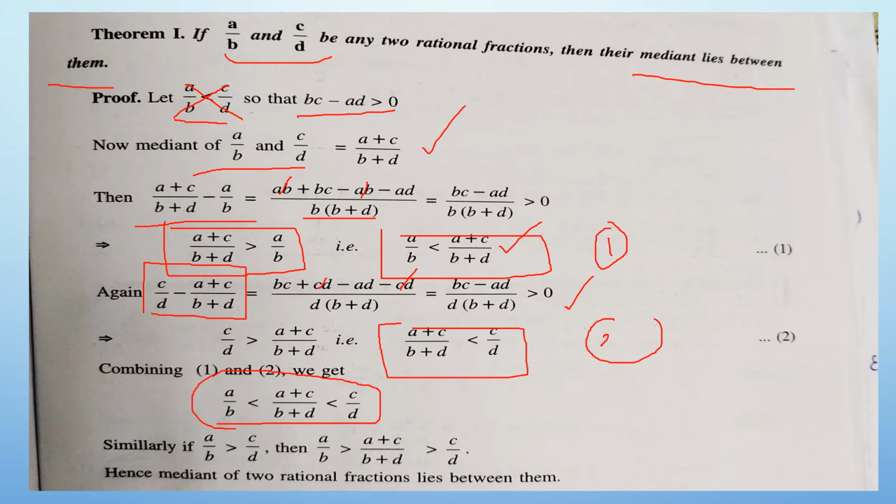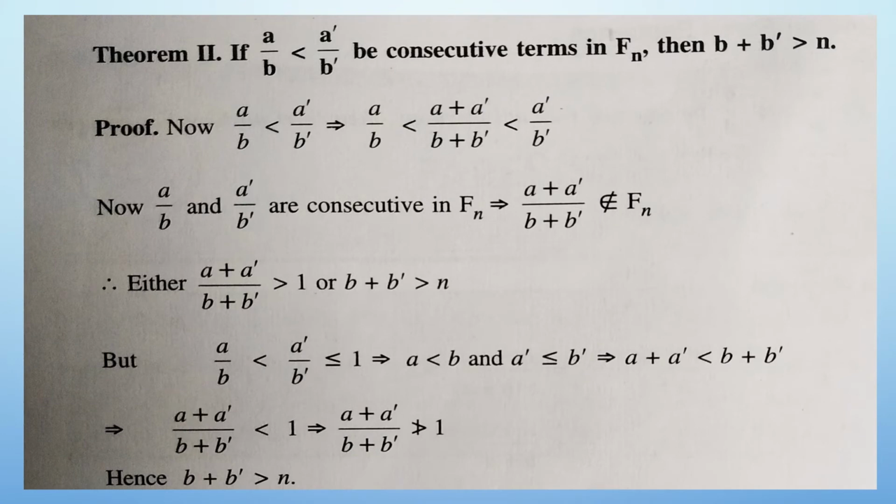Now theorem number two. Here it is given that if a upon b and a dash upon b dash are two consecutive terms in a Farey sequence Fn, then the sum of their denominators is always greater than n. So we have two Farey fractions. We can find a mediant between them. How to find the mediant? Adding numerators and denominators: (a plus a dash) over (b plus b dash) is the mediant between them.